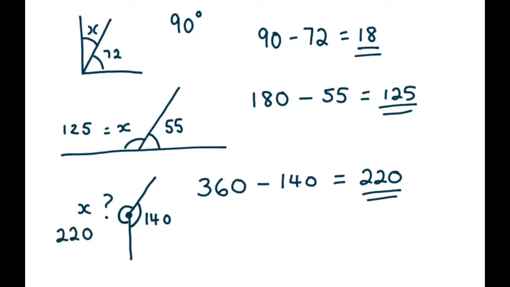So on the worksheet that you're going to look at today, you need to think before you answer each question, which of these numbers do I need to work with? Is the picture showing a right angle? If it is, you work with 90 degrees. Is the picture showing a straight line? If it is, you're working with 180 degrees. Or is the picture showing angles around a point? If it is, you need to work with 360 degrees.